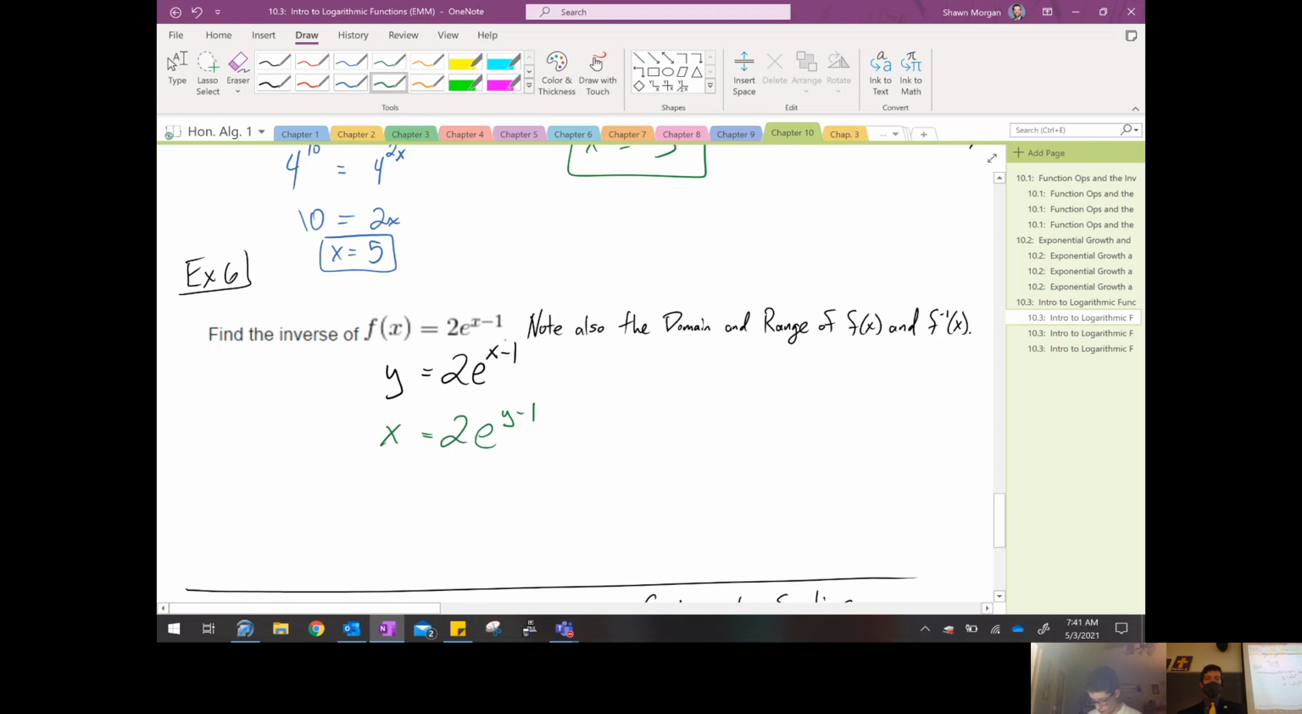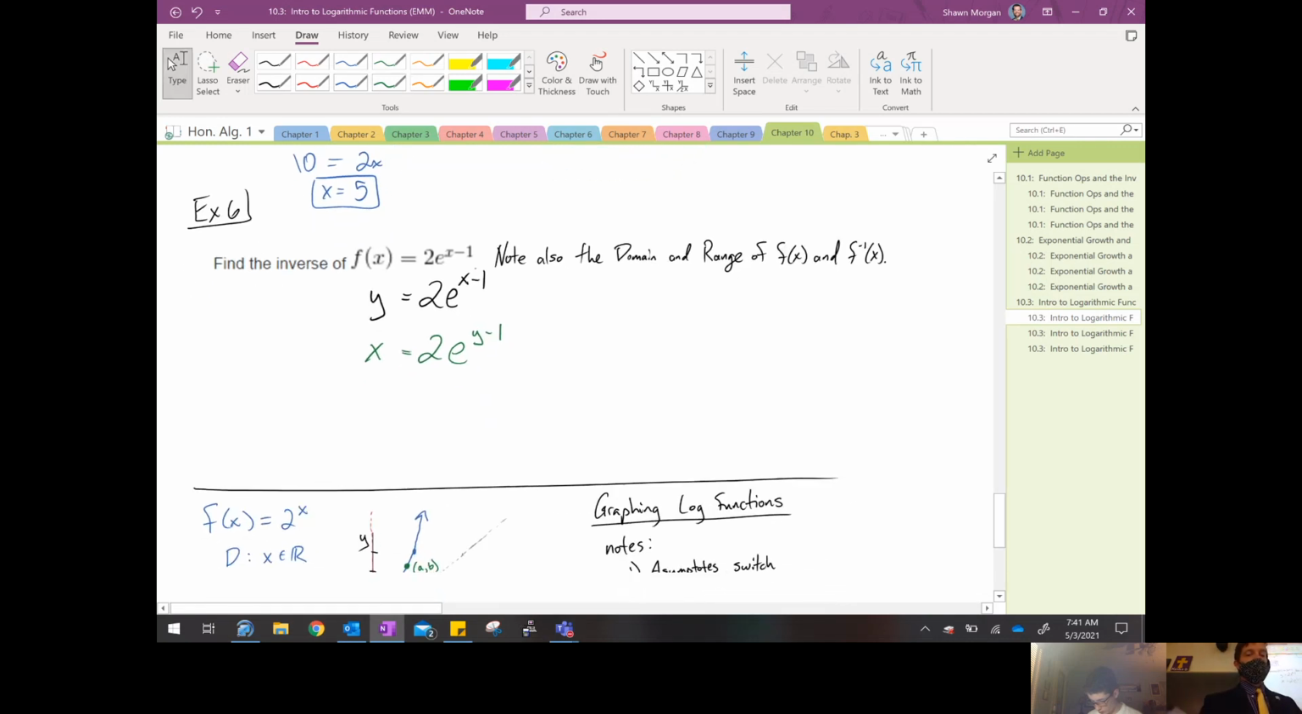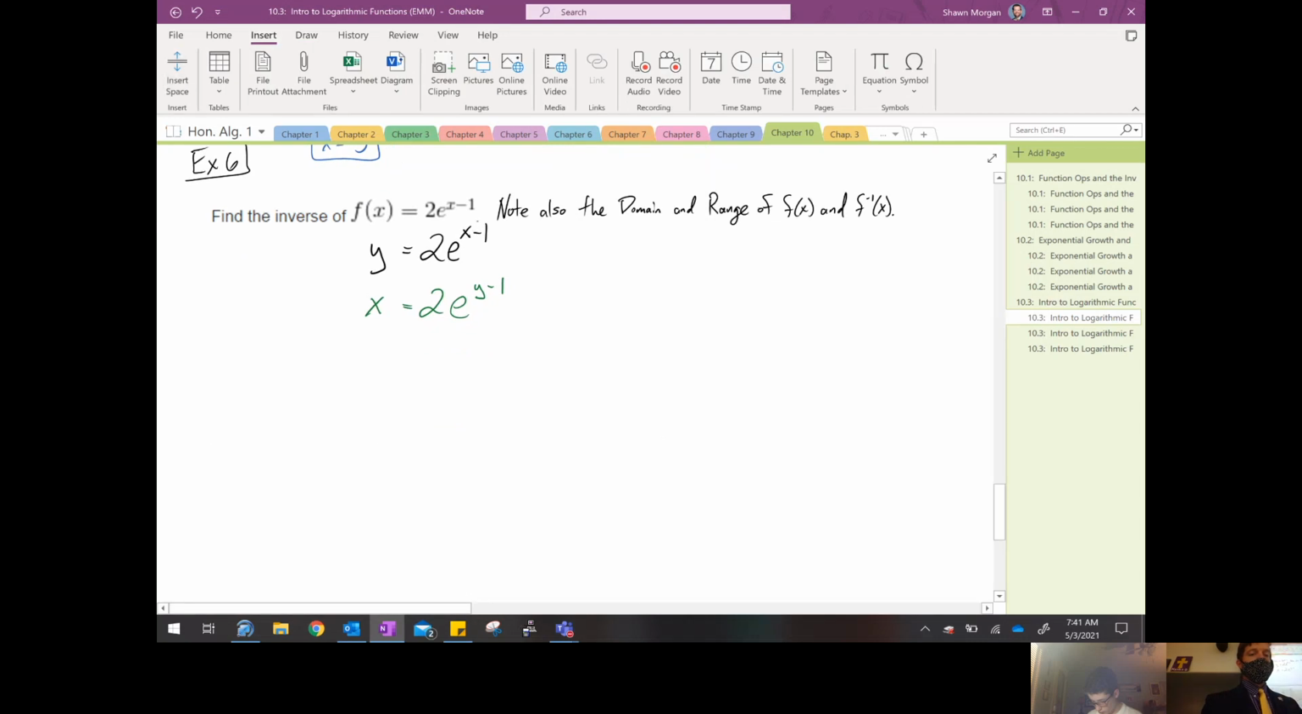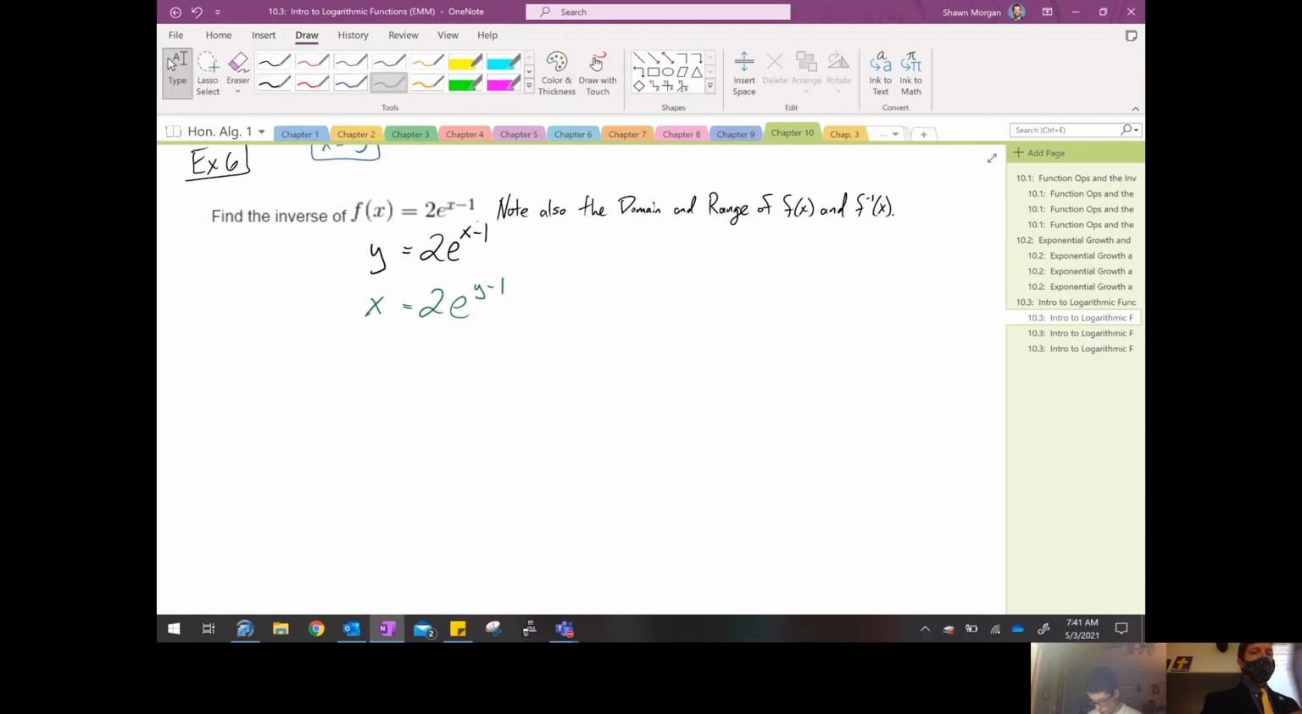Add 1. Oh, you could add 1, but you'd be wrong in doing so. Jack McBee. Divide by 2. Let's take care of that 2 first. Let's divide both sides by 2. So we'll divide both sides by 2. So we got x over 2 equals e to the y minus 1.